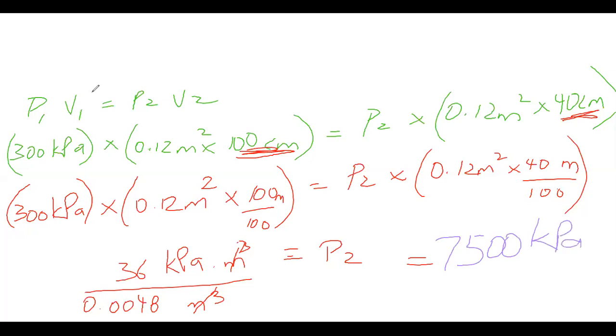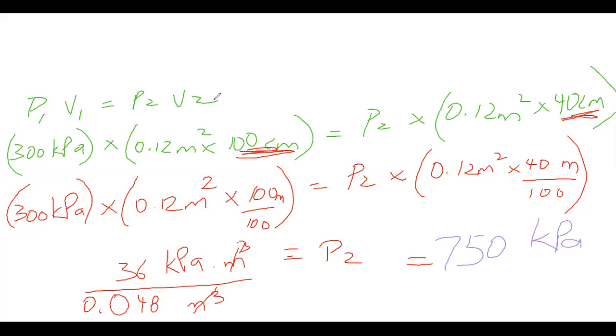So I'm going to just make sure I get that correct. Well, I have an extra zero here, sorry. Right, so it will be 0.048. So it will be 36 divided by 0.048, so it should be 750 kilopascals.